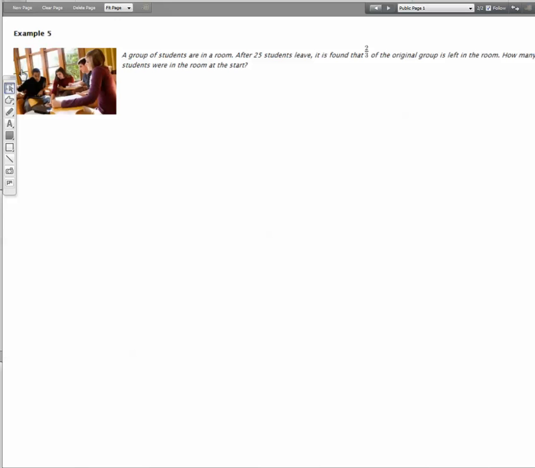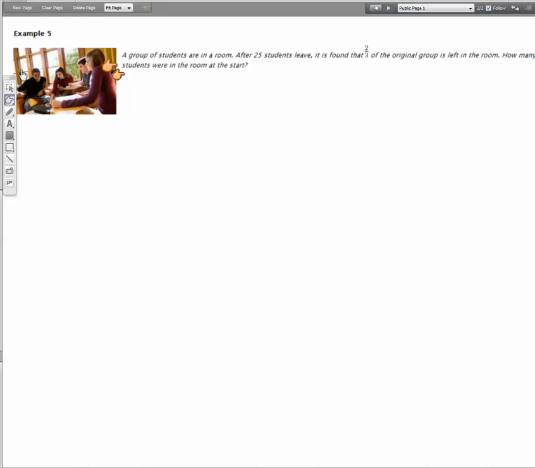Let's take a look at this example here that states a group of students are in a room. After 25 students leave, it is found that 2/3 of the original group is left in the room. How many students were in the room at the start?